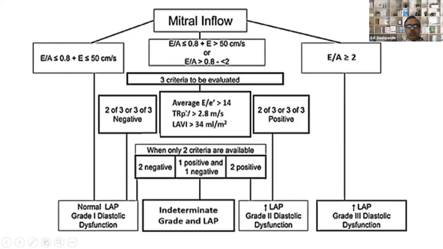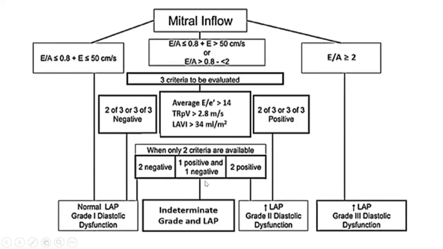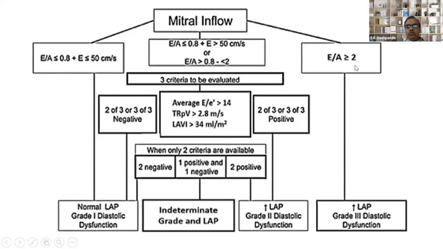And if there are two factors out of these three, what are the three factors? Average E/E' more than 14, the tricuspid regurgitation velocity of more than 2.8 meters per second, and left atrium volume index more than 34 ml per square meter. If any two criteria are negative, then this is normal. If one is positive and one negative, we can't say either way, then we have to do other studies. If two are positive, then it's LV diastolic dysfunction grade 2. And if E/A is more than 2, straight away it is grade 3 diastolic dysfunction.